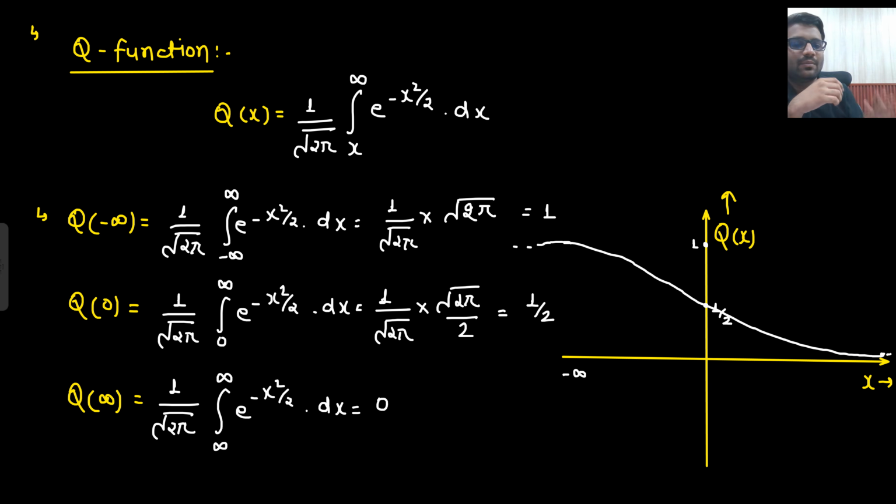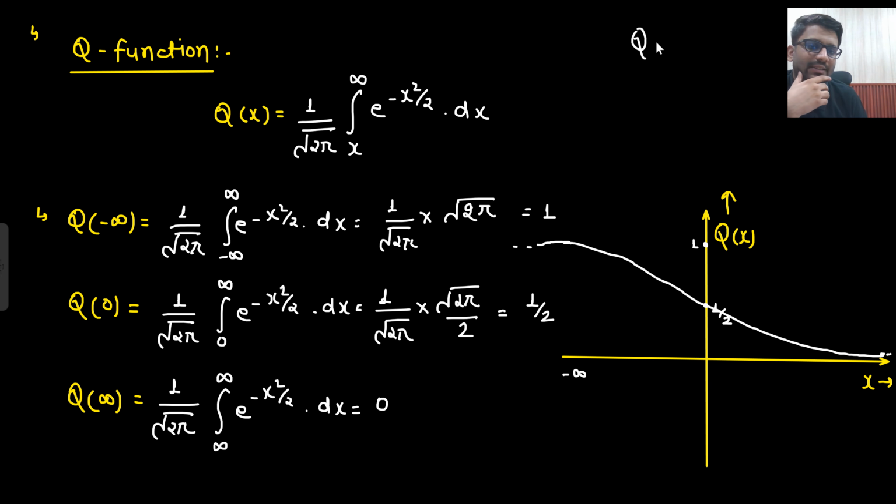Right. Now some things you can keep in your mind. This Q function will be used in a lot of places. In digital communication it will come into action, in random variables as well, and in random processes as well.